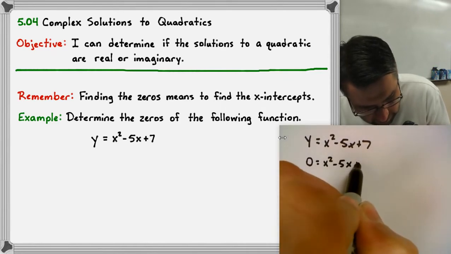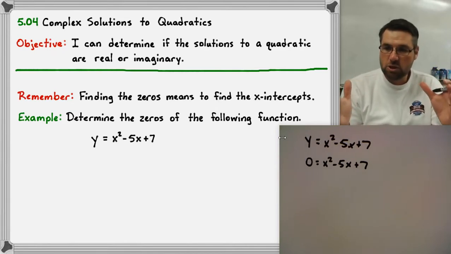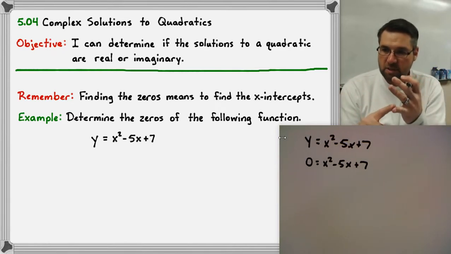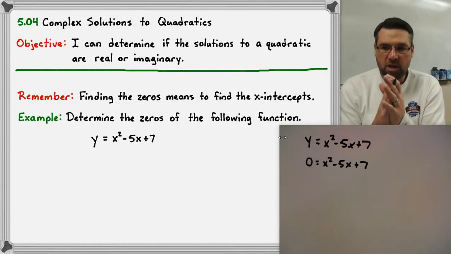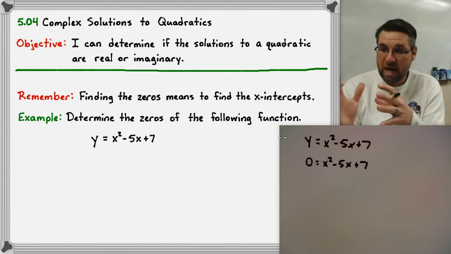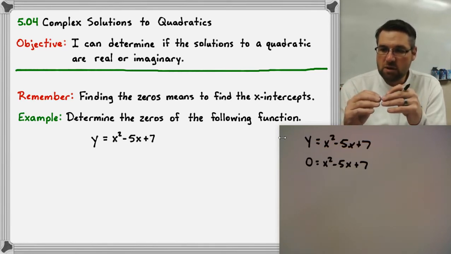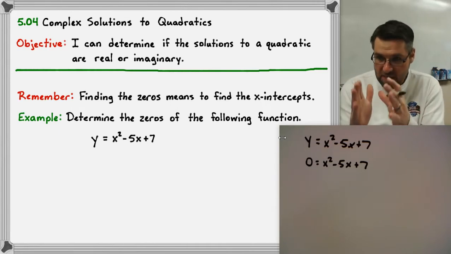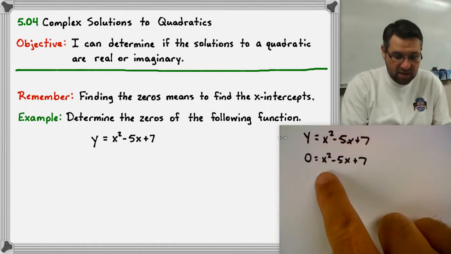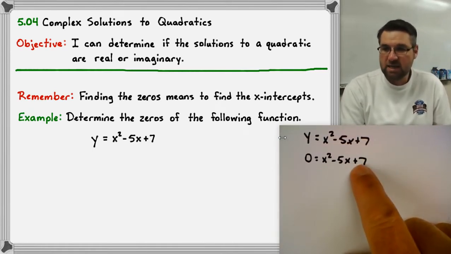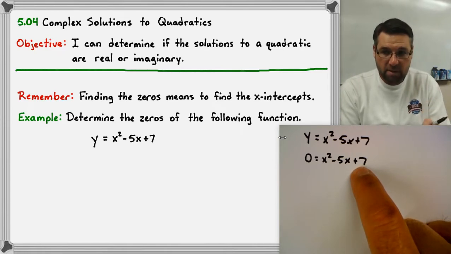Okay. Now remember, I broke down the different methods that you could use. If you see ax squared plus bx plus c, you can use factoring or the quadratic formula. If you see ax squared plus bx, then you're going to use factoring with the GCF. And if you see ax squared plus c, where the b piece is missing, then you can solve this directly with square roots. In this case, we have an ax squared, a bx, and a c. So we can either use factoring or the quadratic formula.